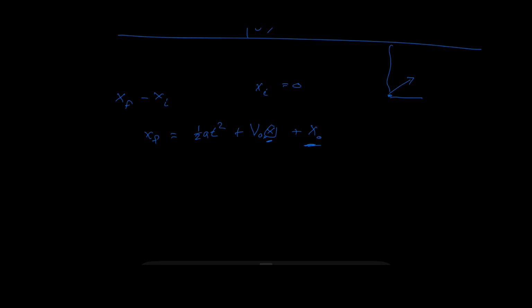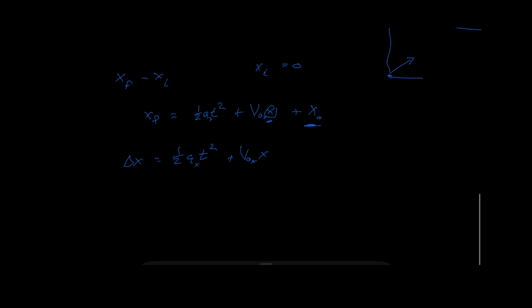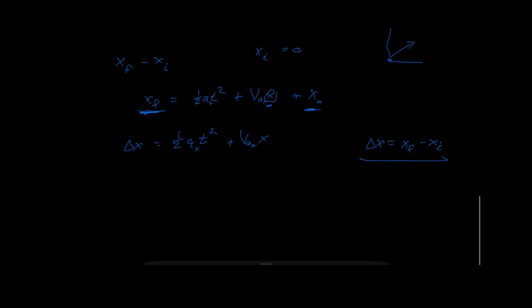A lot of times you'll see this: delta x equals 1/2 at squared, and this is a in the x direction, plus v naught x. Again, delta x equals x final minus x initial. It's the same thing, okay? So this is something to keep in mind. And so our acceleration in the x direction, as pretty much all of you got correct, is 0.